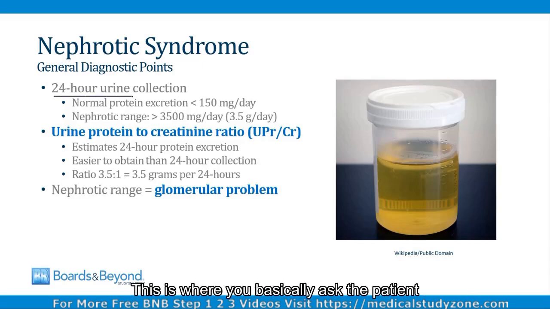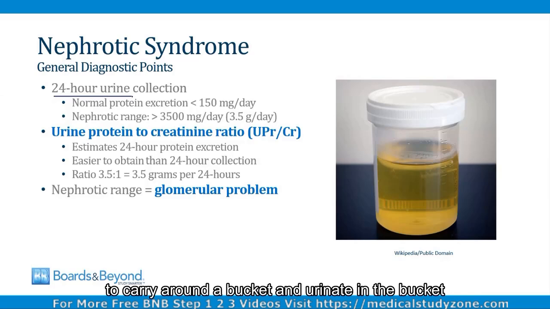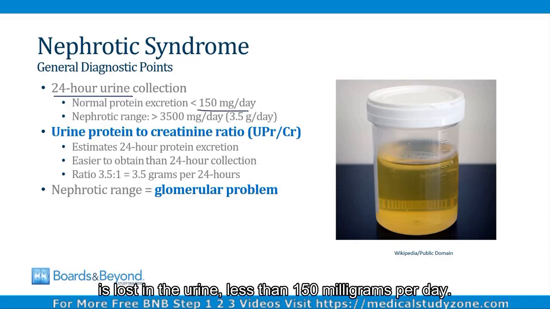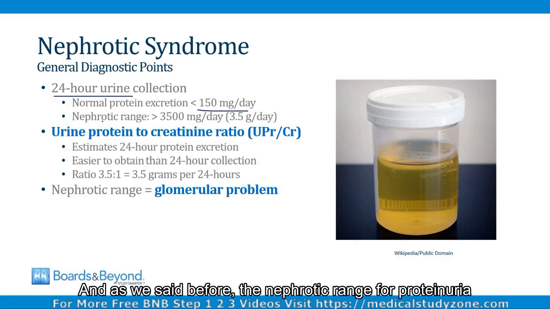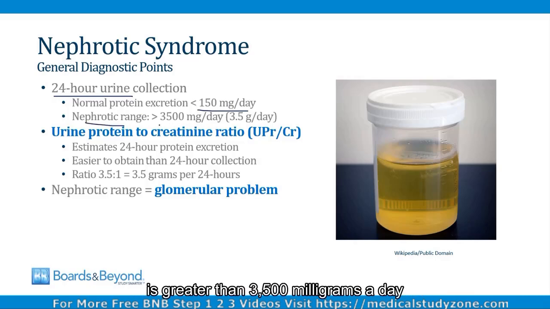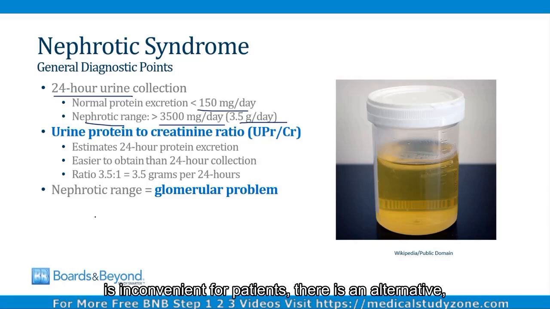This is where you basically ask the patient to carry around a bucket and urinate in the bucket over the course of 24 hours. Normally, only a small amount of protein is lost in the urine, less than 150 milligrams per day. And as we said before, the nephrotic range for proteinuria is greater than 3,500 milligrams a day, or 3.5 grams per day.